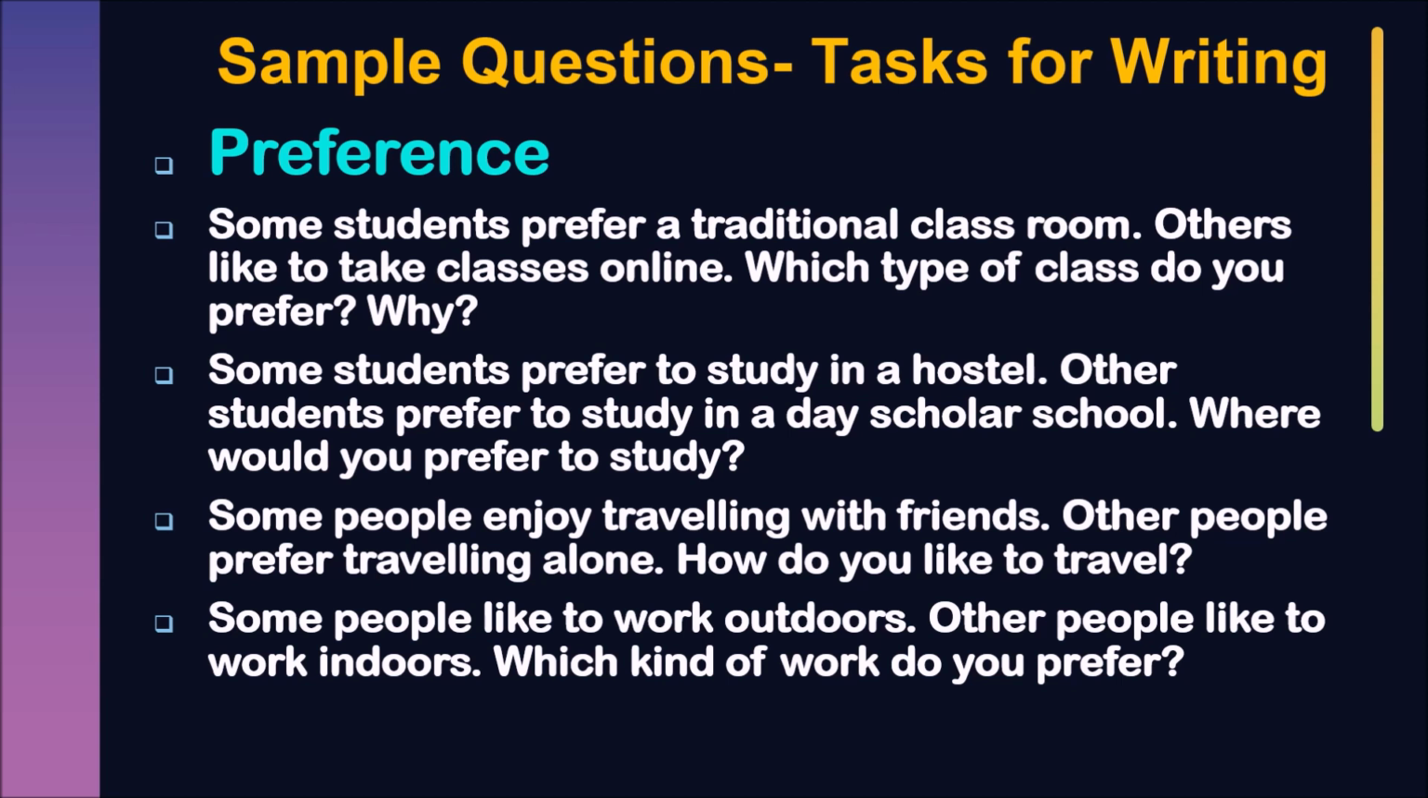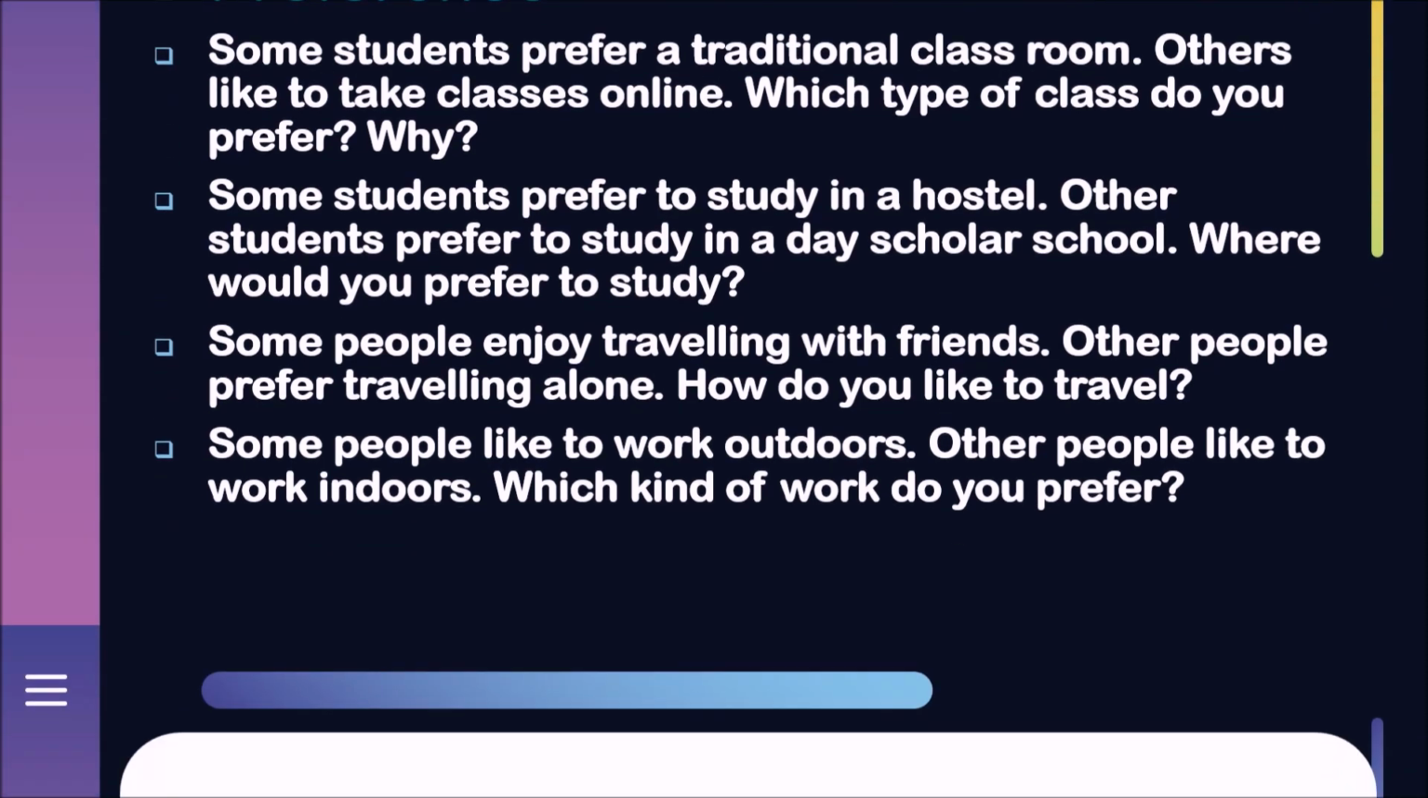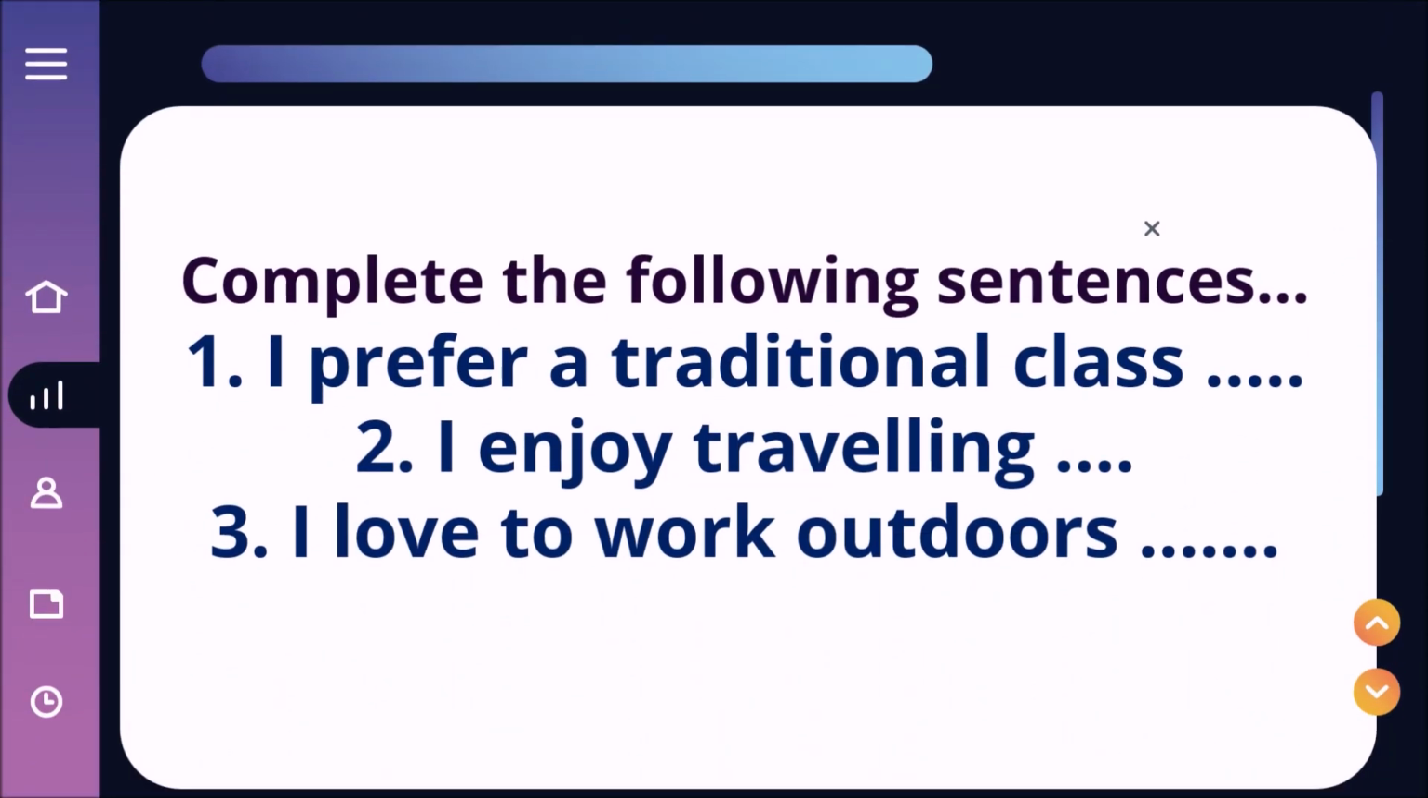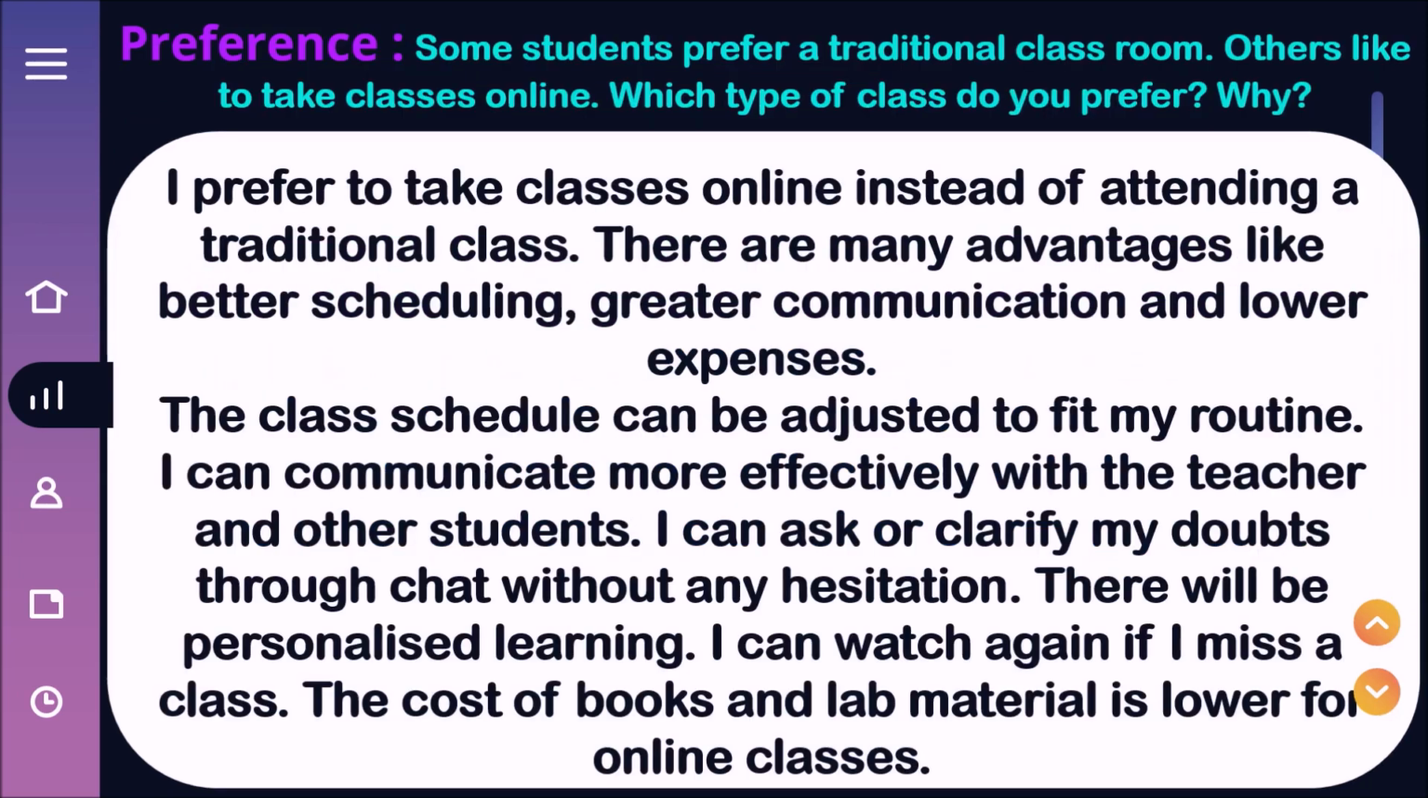And let's look at the expressions that we have to use. So you can use some of these sentences like, I prefer a traditional class. I enjoy traveling. I love to work outdoors. And you can continue the paragraph. Here is one sample task for you. Well, now let's look at one sample task related to preference.